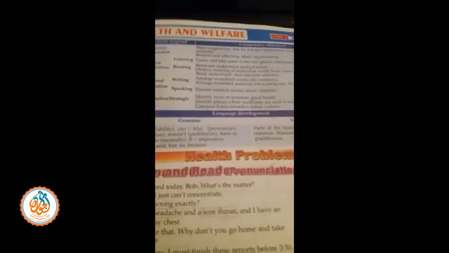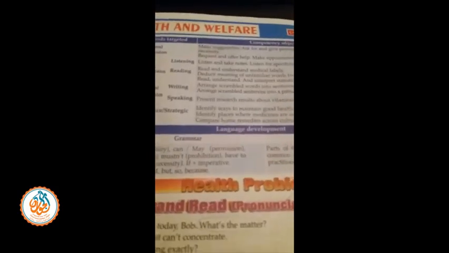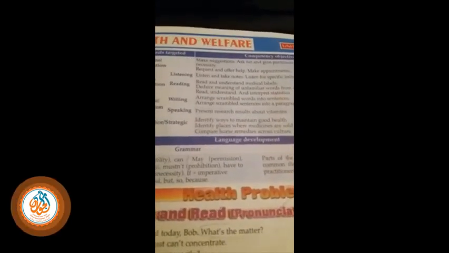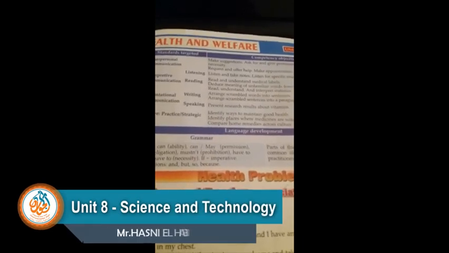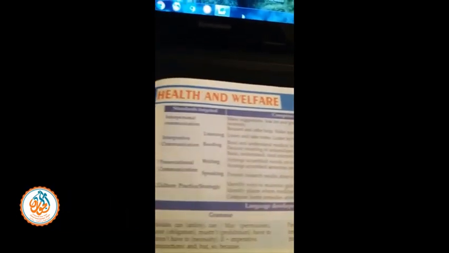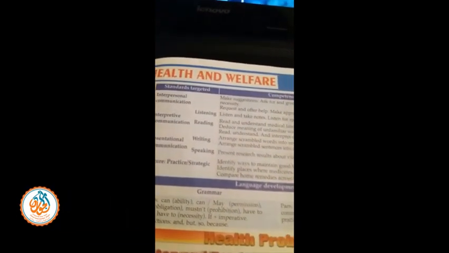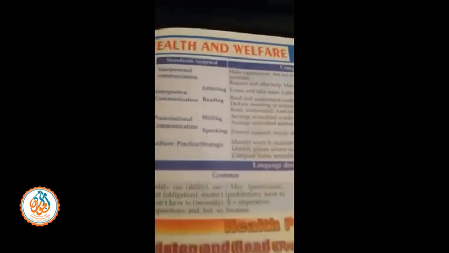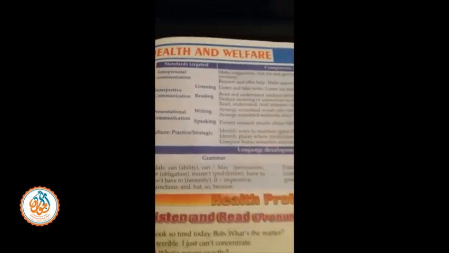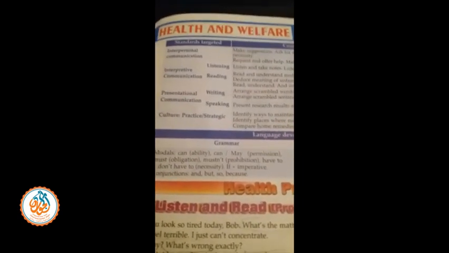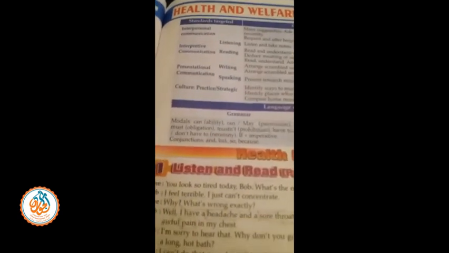This is a lesson for common core classes, les troncs communs, especially tronc commun lettre 2. As you see, this is unit number 6 about health and welfare. We did this unit before, so maybe you are asking yourselves why I am showing you this unit today. Simply because it's about health.